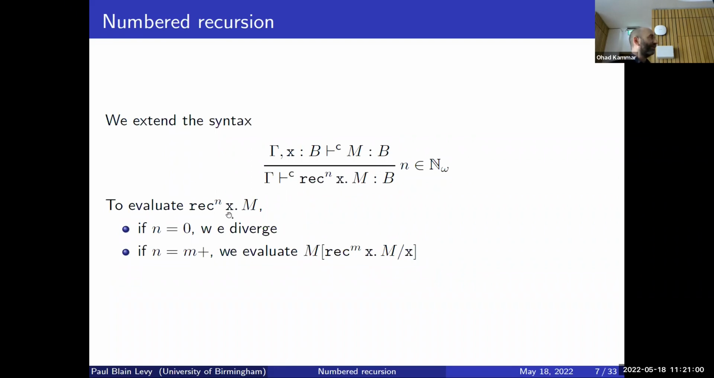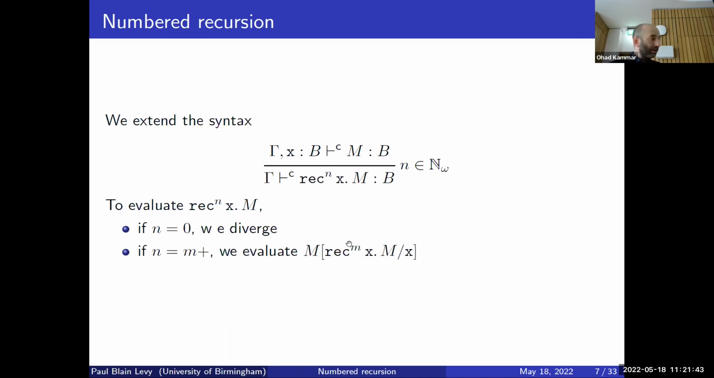Now we have to extend the operational semantics. So how do we evaluate this thing? If n is 0, we diverge. And if it's a successor, you unwind it. The operational semantics we had previously is called unwinding semantics. When you see recursion, you unwind, which means that if you have omega here, you're just unwinding it and you're going to get another omega. So it's just an extension of what we had before.